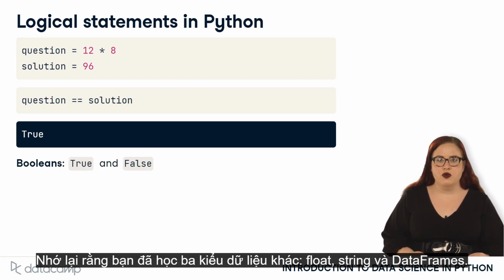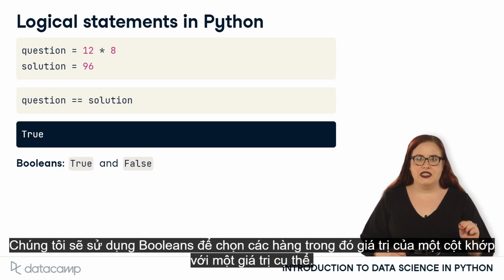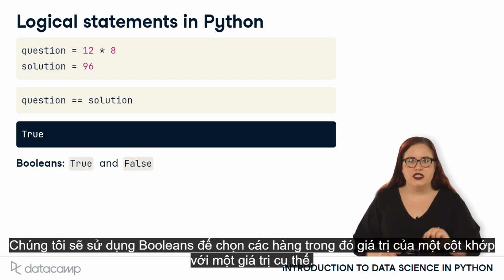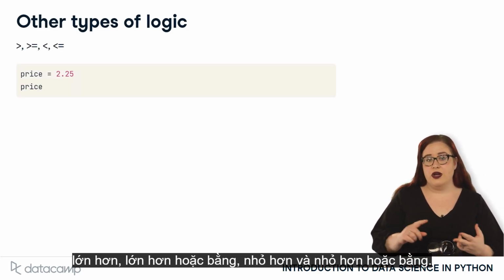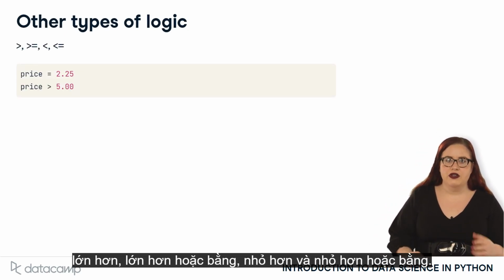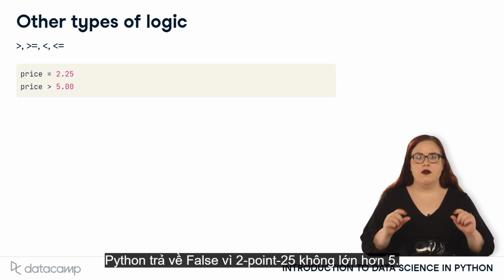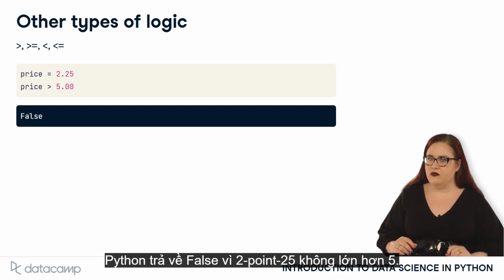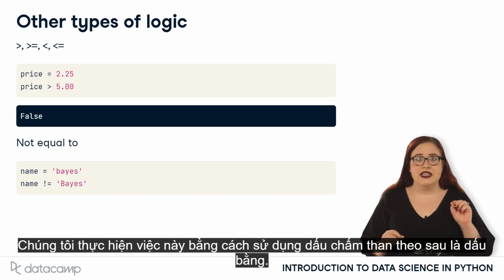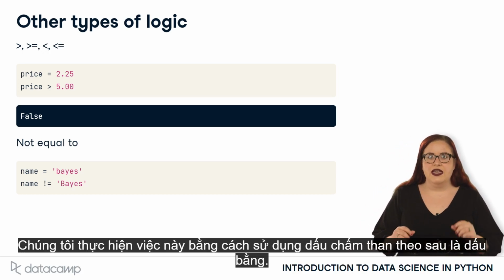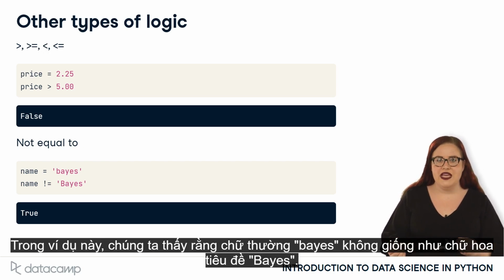Recall that you've already learned three other data types: floats, strings, and data frames. We'll be using Booleans to select rows where the value of a column matches a specific value. We can make many types of comparisons in Python, such as greater than or equal to, less than, and less than or equal to. In this example, we ask if the variable price is greater than 5. Python returns false because 2.25 is not greater than 5. We can also check if two variables are not equal to each other. We do this using an exclamation point followed by an equal sign. In this example, we see that lowercase a's is not the same as title case a's.